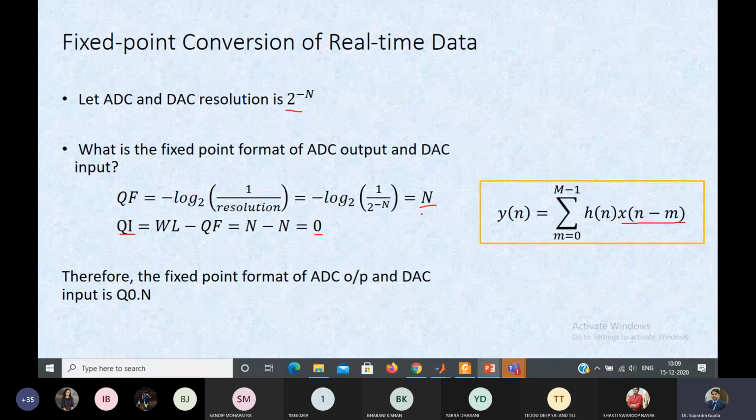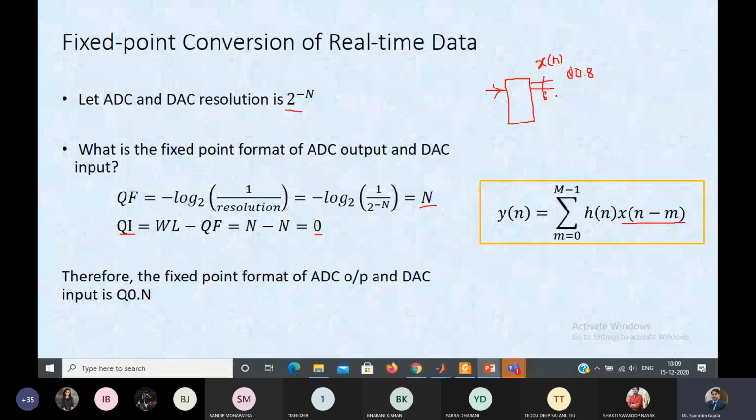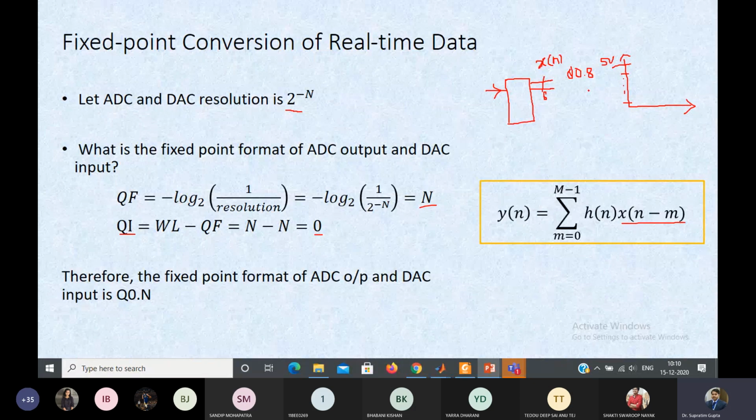So what does it mean? It means that the data which is coming out of the ADC, which is actually the signal xn, is represented as a fraction. So Q 0.8 format for an 8 bit ADC. Now how can this happen, why is this becoming a fraction? If you remember, when we quantize the digital values, we divide the range, this 5 volt, into 256 levels for 8 bit.